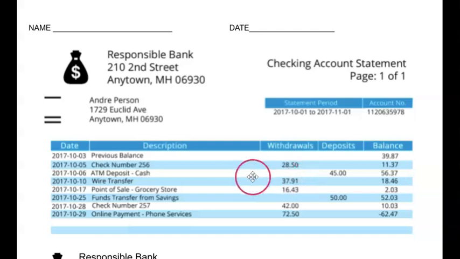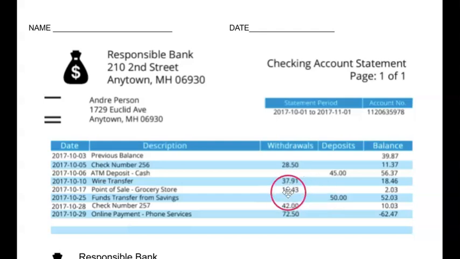Okay, if we continue, we can see under the withdrawal column, Andre did a wire transfer for $37.91. And we see that in the balance because we went from $56.37 to $18.46. Okay, you see the pattern that happens when we do withdrawals and deposits. Deposits add money to the account, and withdrawals remove money from the account.